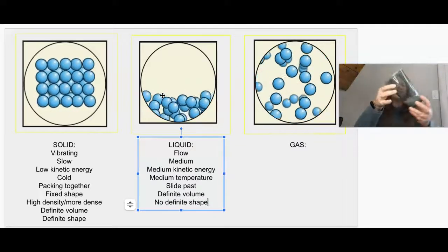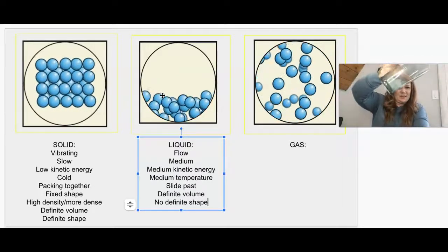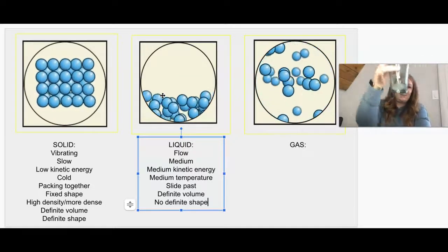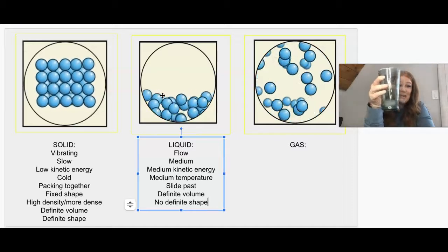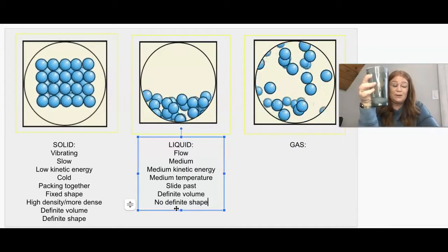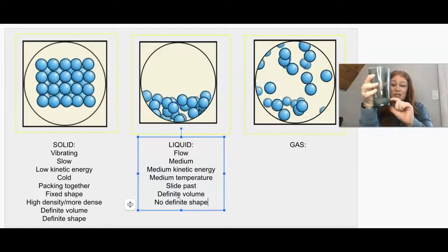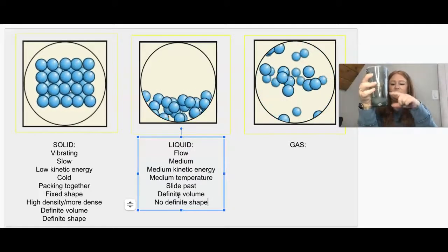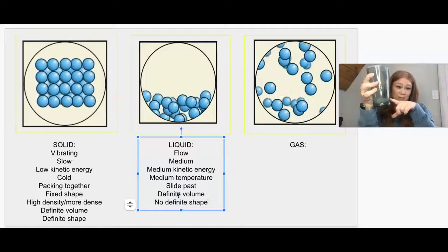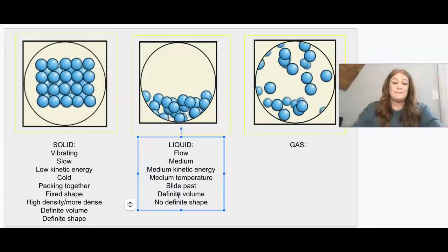If I take this water, it can move and I can make it look like that. If I pour it in something different, it's going to take on a different shape. So it does not have a set shape, but I can see how much is inside of here. I can measure and say, oh, I have 300 milliliters of water, or 5 cups, or however you're measuring.